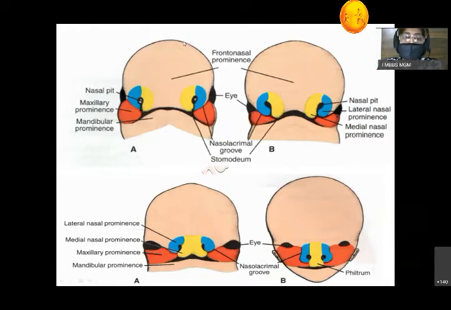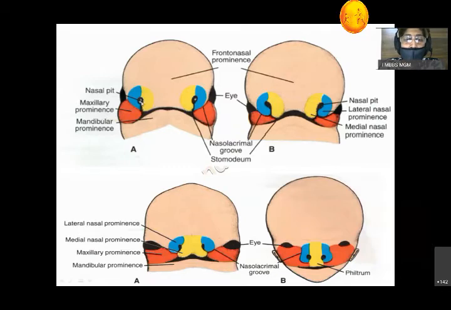So this is the frontonasal process. Here the lens placodes, that is proliferation of the ectoderm, occur on the lateral aspect of the frontonasal process on both the sides. Okay. Now this red color is the maxillary process, and this peach color is the mandibular process. In between, this black line is nothing but the stomatodium.